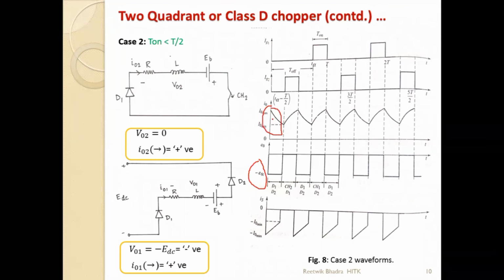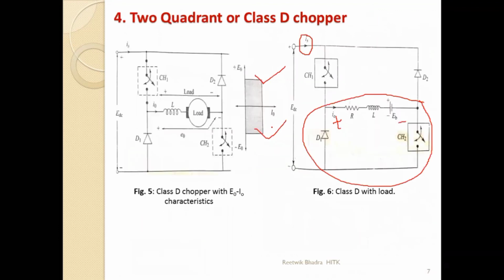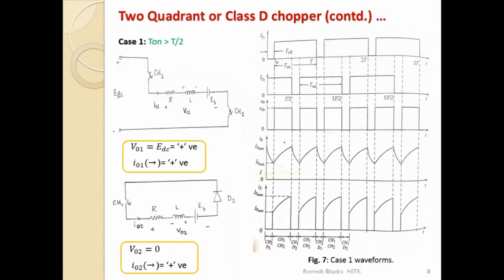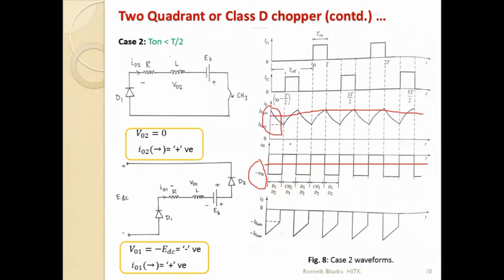Now if you calculate the average value, it will be the center line between these two, that is positive. If I calculate the average value of this voltage, it will be the center line between these two, that is negative voltage. So negative voltage, positive current, that means fourth quadrant operation. So this is how another mode of operation is there, we will study. This is how your fourth quadrant operation is obtained. Okay, so fourth quadrant operation is obtained this way.